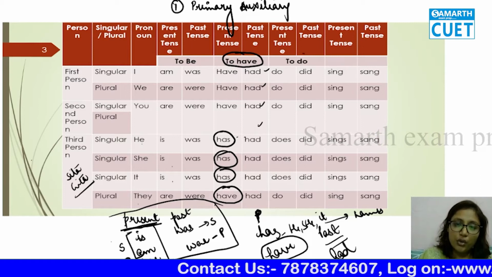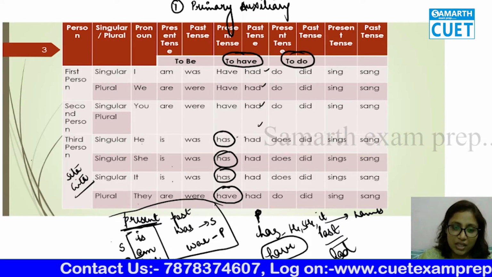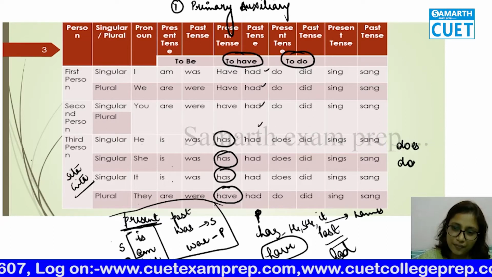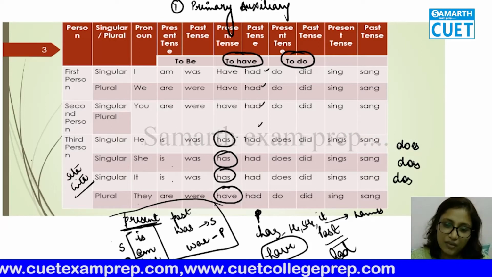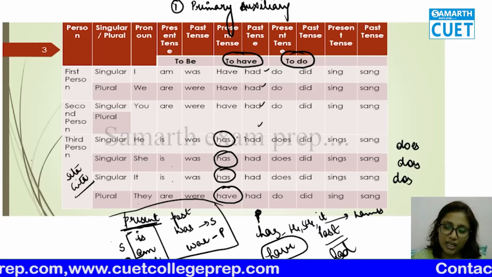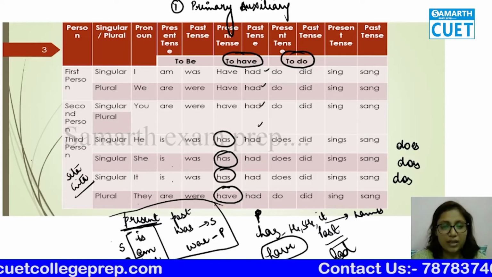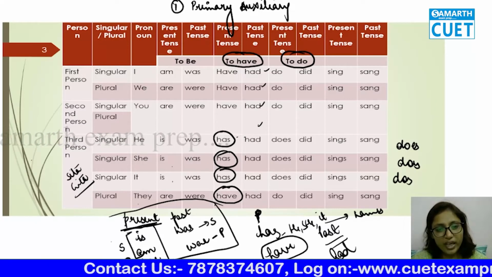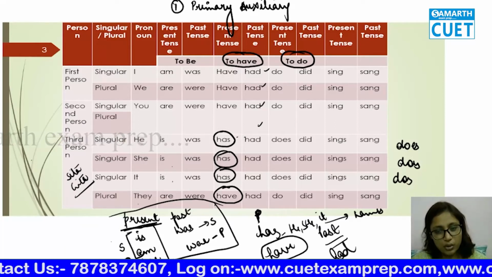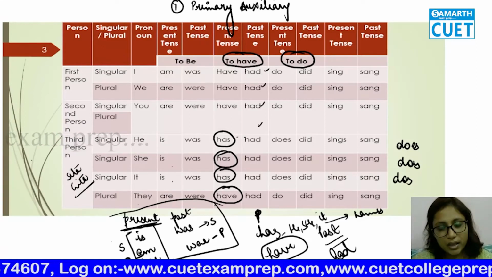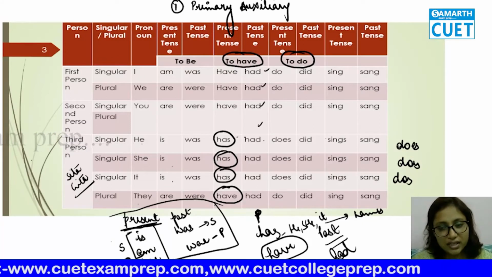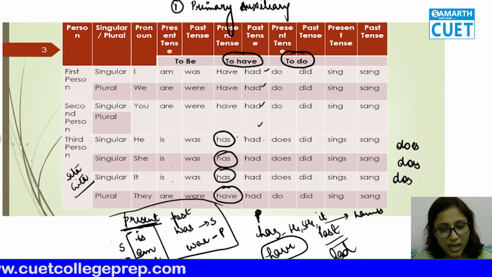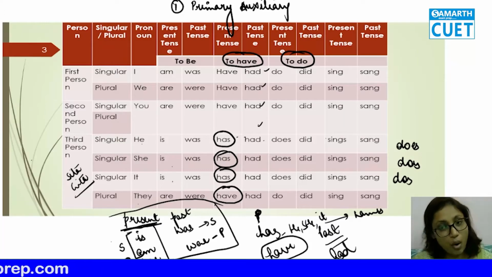Okay, now the do verbs. Except again he, she, it, which use does, everyone takes do. Again the same thing, Rita, Sita, Geeta, any name takes does. Like, I do my homework. We do our homework. You do your homework. He does his homework. She does her homework. It does its homework. They do their homework.